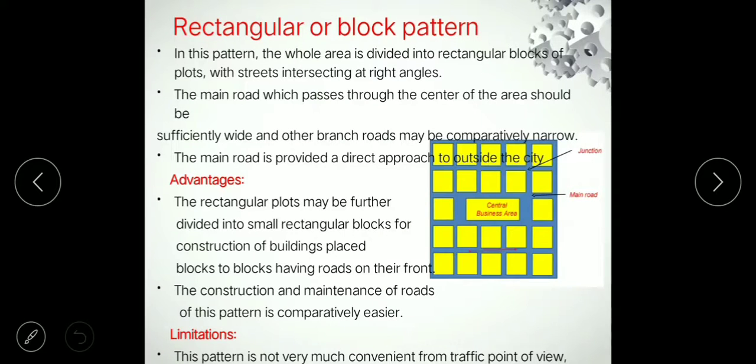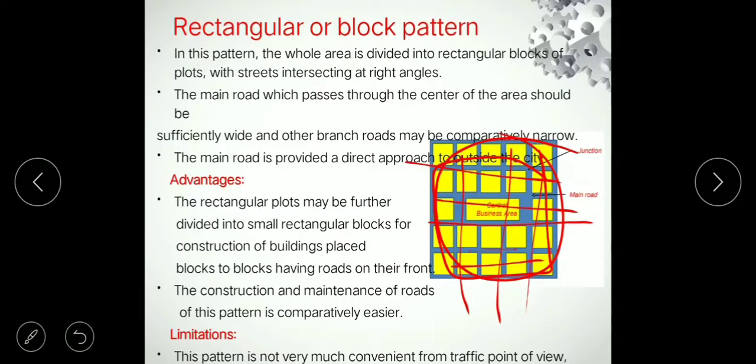So first one is rectangular or block pattern. In this pattern, the whole area is divided into rectangular blocks of plots with streets intersecting at right angles. In this adjacent figure itself you can see that the entire block is divided into lines at right angles. The main road which passes through the center of the area should be sufficiently wide and other branch roads should be comparatively narrow. The main road provides a direct approach to outside the city.